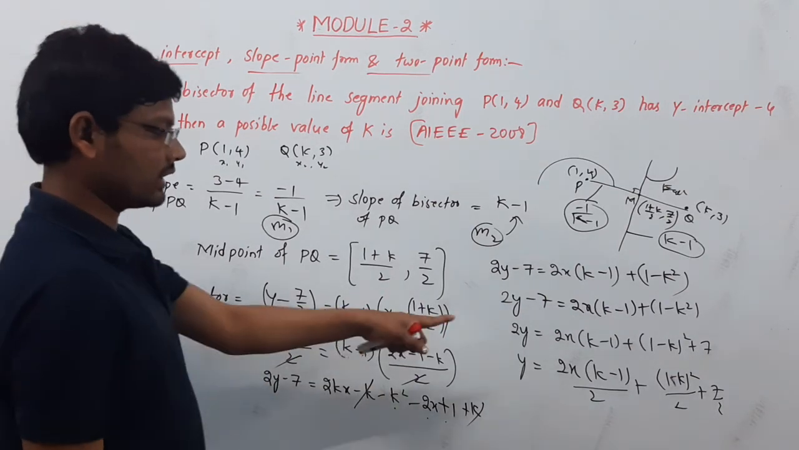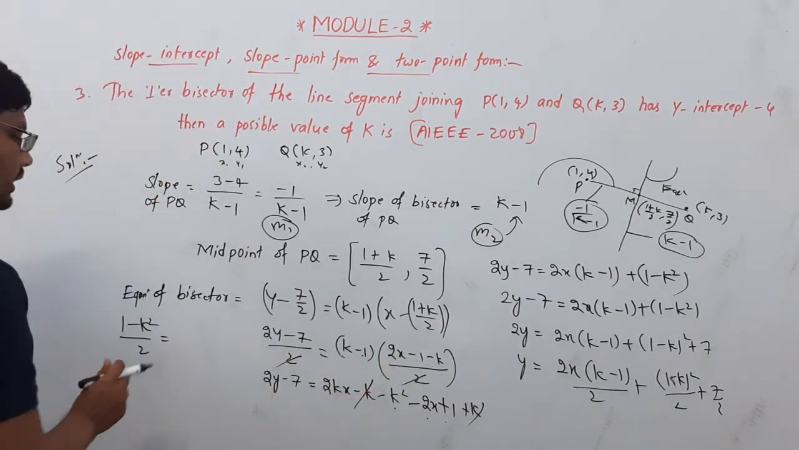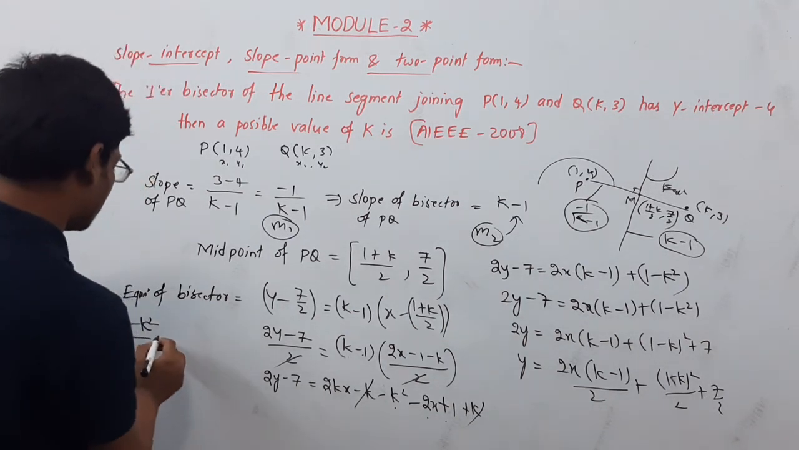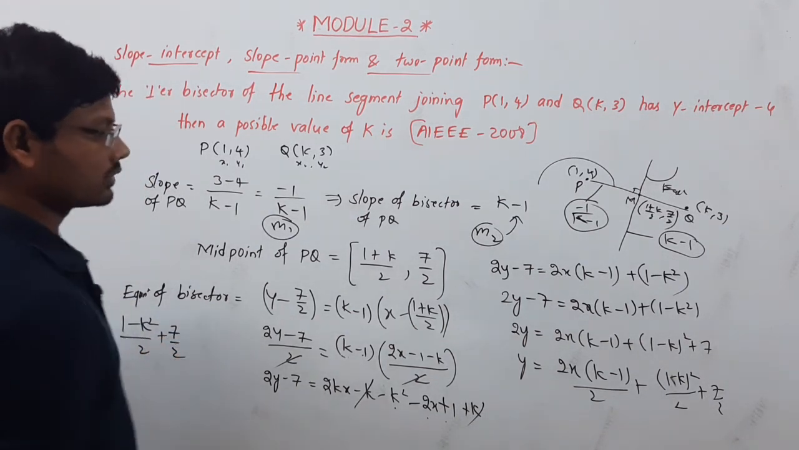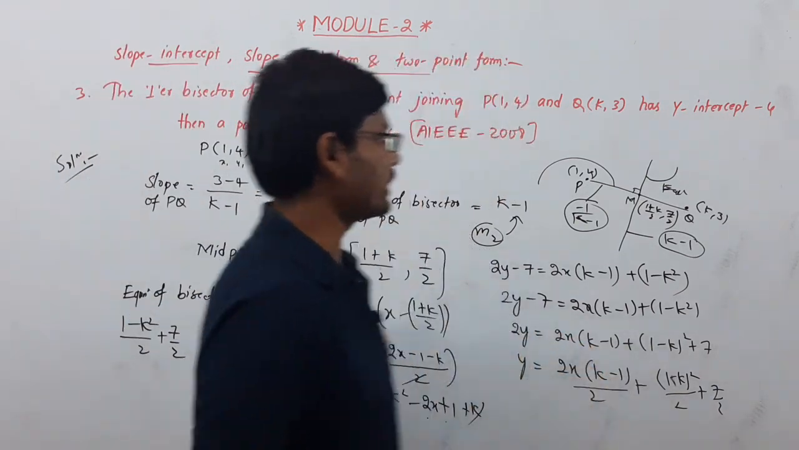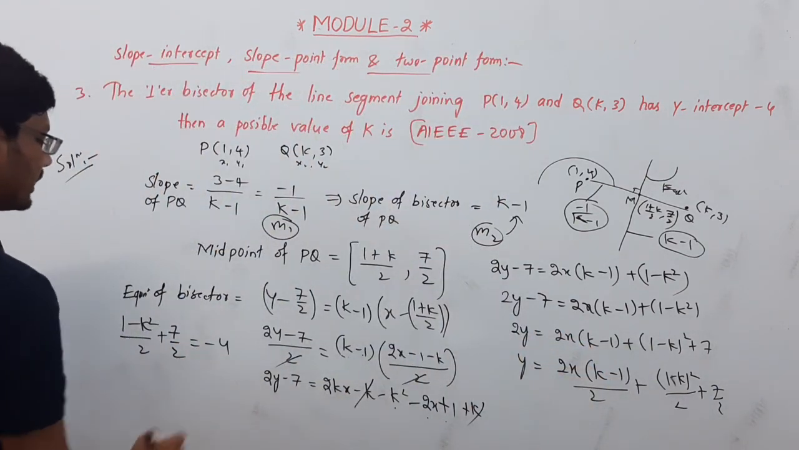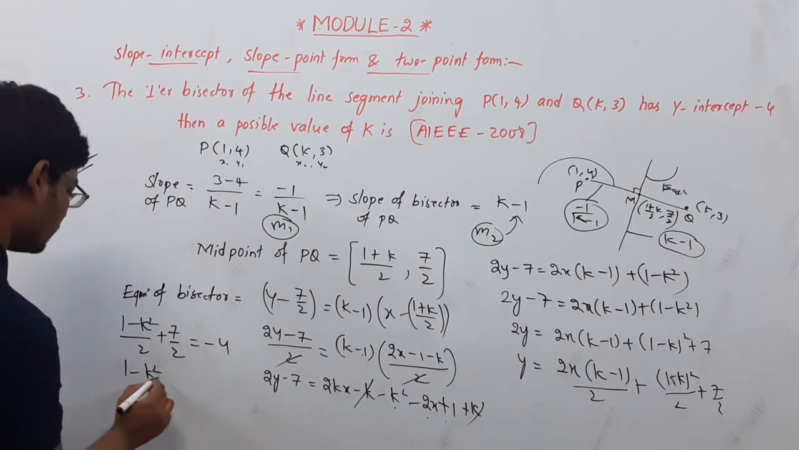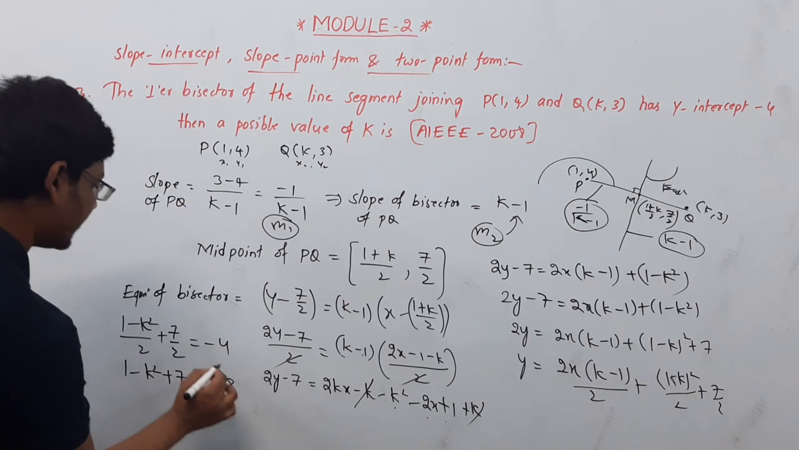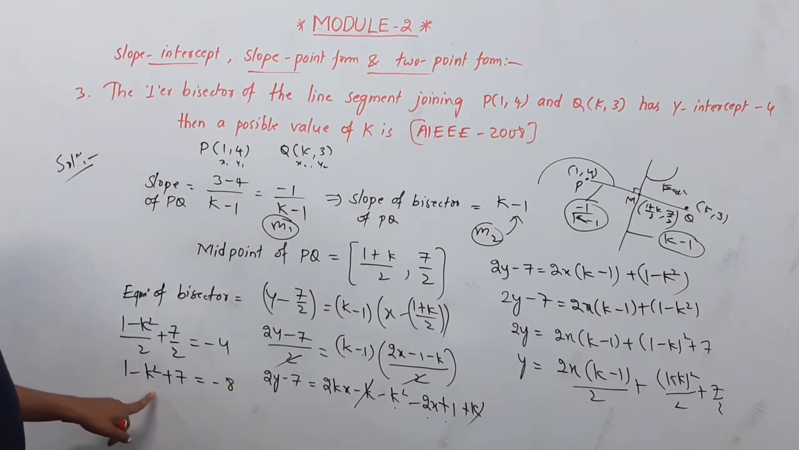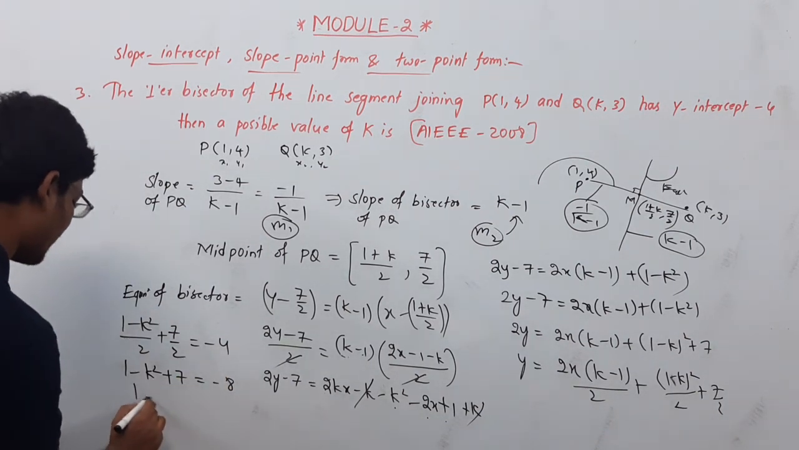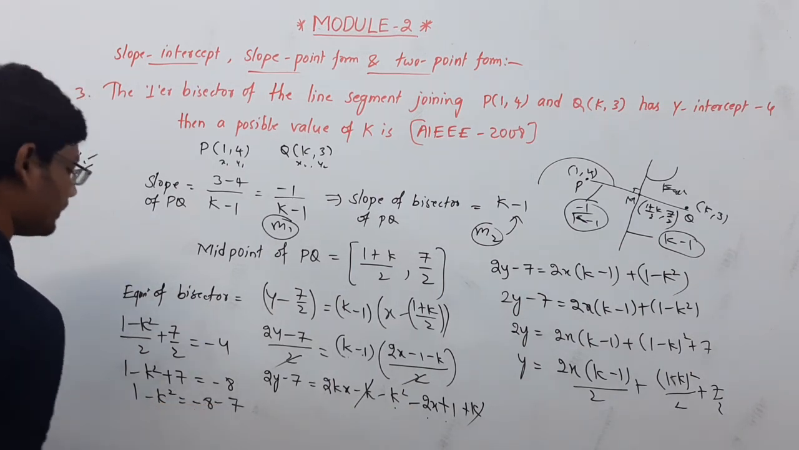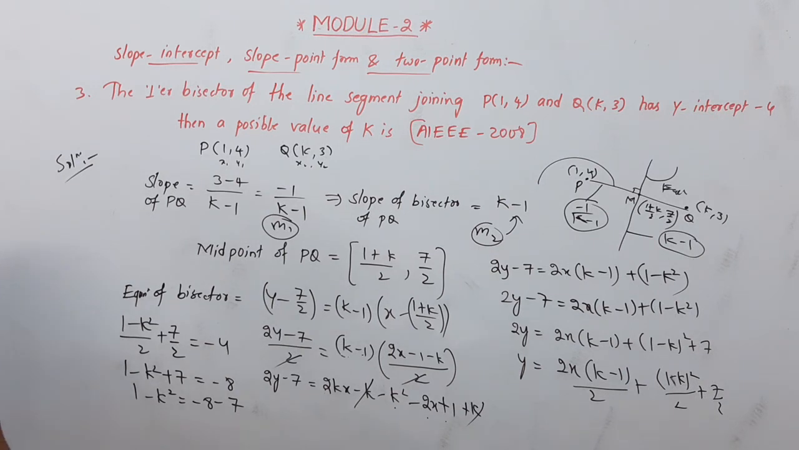So if you send that 7, this is the right answer itself only, and if you send minus 7 by 2 plus 7 by 2, this will become plus 7 by 2 is equal to minus 4 here. So let's send this value here: 1 minus k square plus 7 is equal to minus 8. Let's send this 7 to the right hand side, then what will happen?